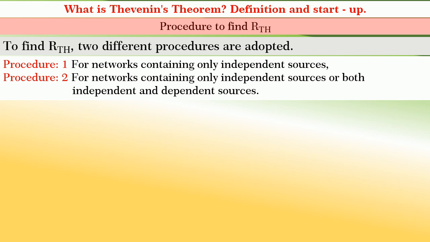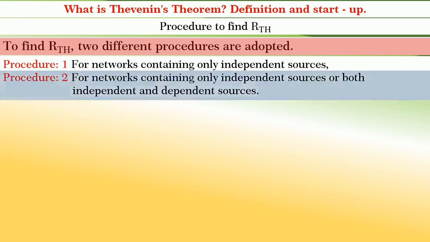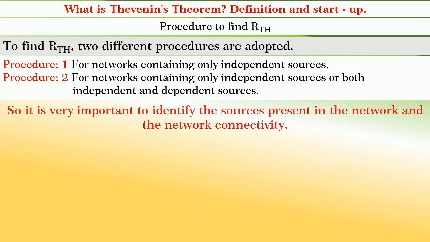Friends, now let us see the procedure to find Thevenin's impedance or resistance. To find R Thevenin, two different procedures are adopted. Procedure 1 is for networks containing only independent sources, and procedure 2 is for networks containing both independent and dependent sources. So, it is very important to identify the sources present in the network. More than that, another important aspect is to understand the connectivity of the network.